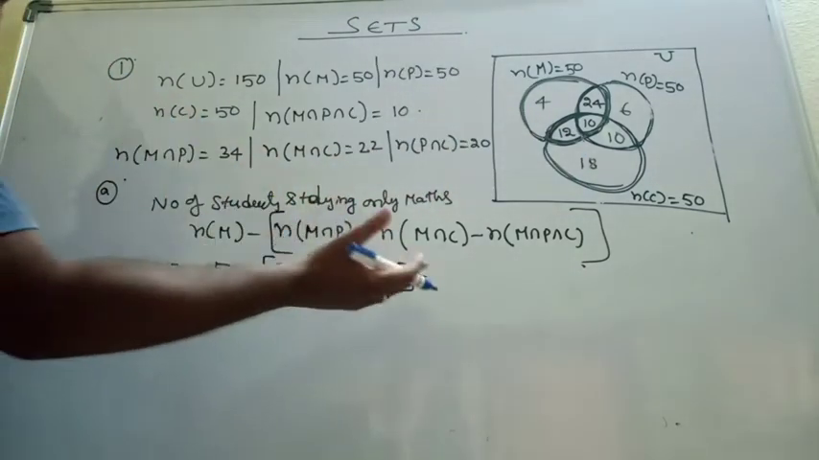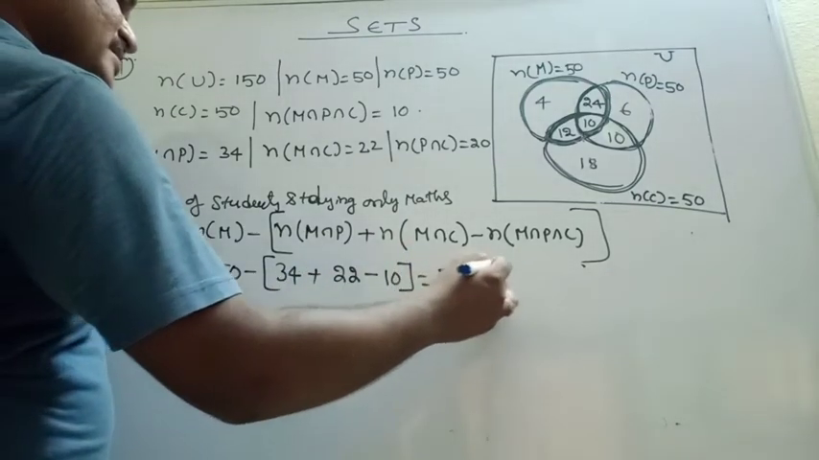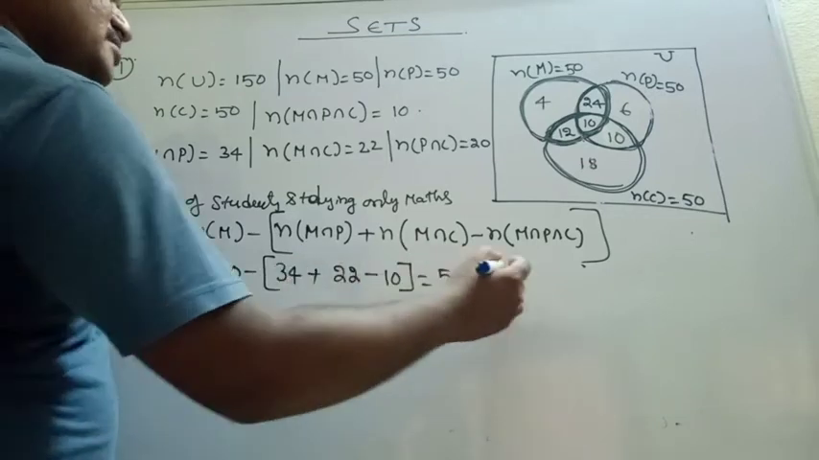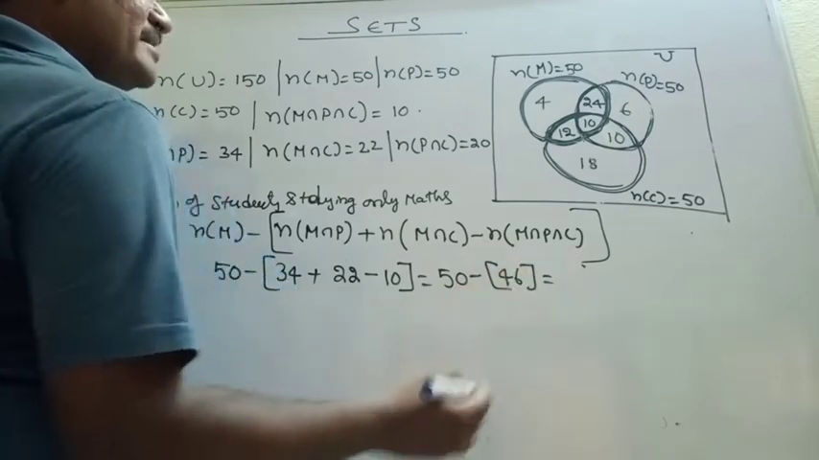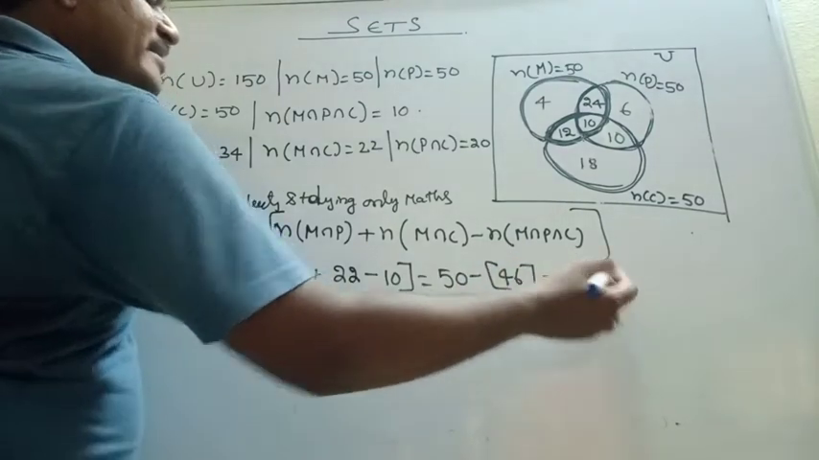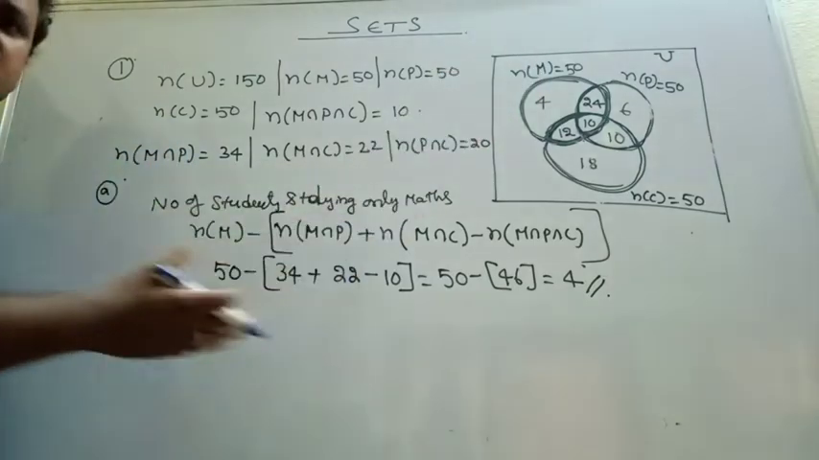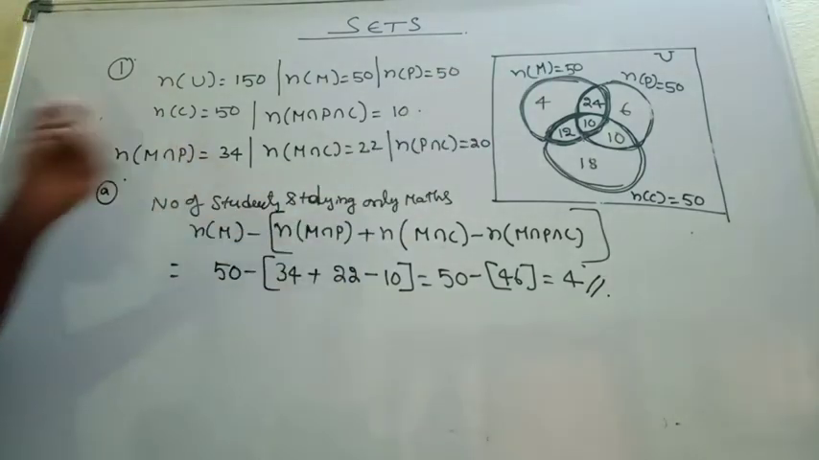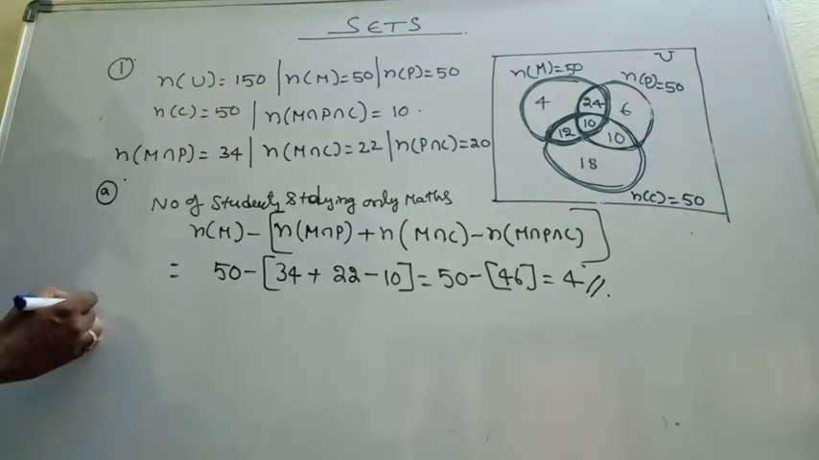For your understanding purpose I am writing everything like this. Now this becomes 50 minus, here you have 22 minus 10, that is 12, that is 34 plus 12, that is 46. Now 50 minus 46, you have got 4. Very nicely you have got the number of students studying only maths. From this diagram we can get it directly, but for steps purpose I am writing; otherwise you can directly do it from the Venn diagram. That is the first one.